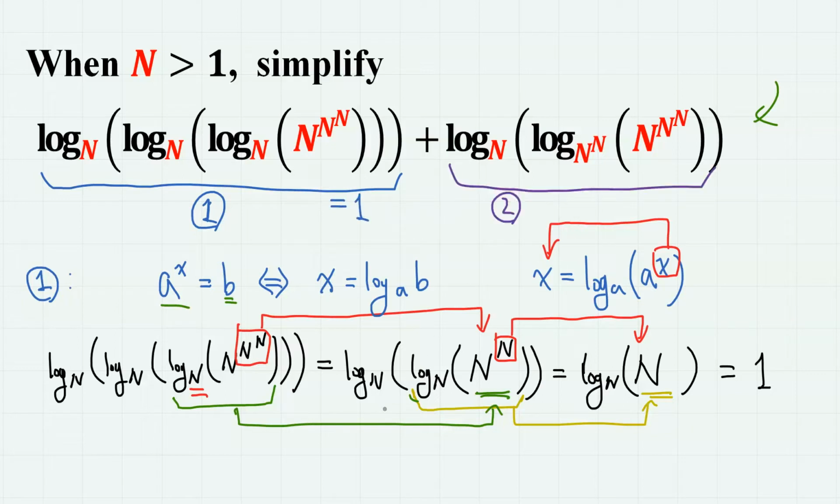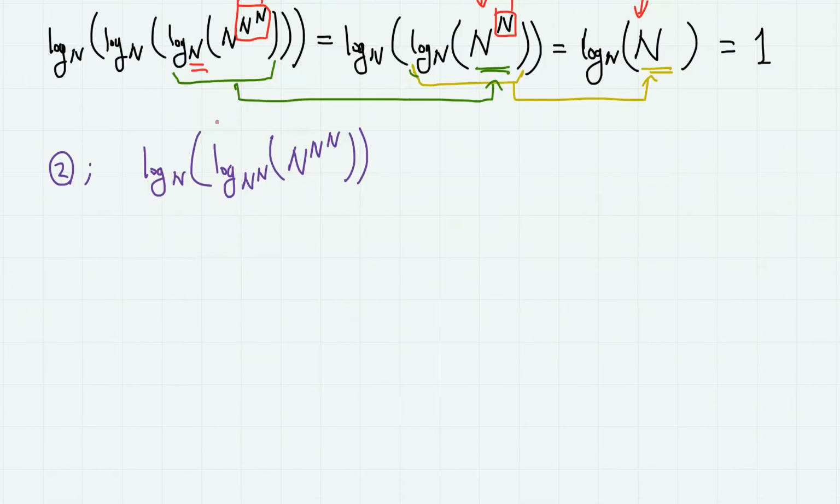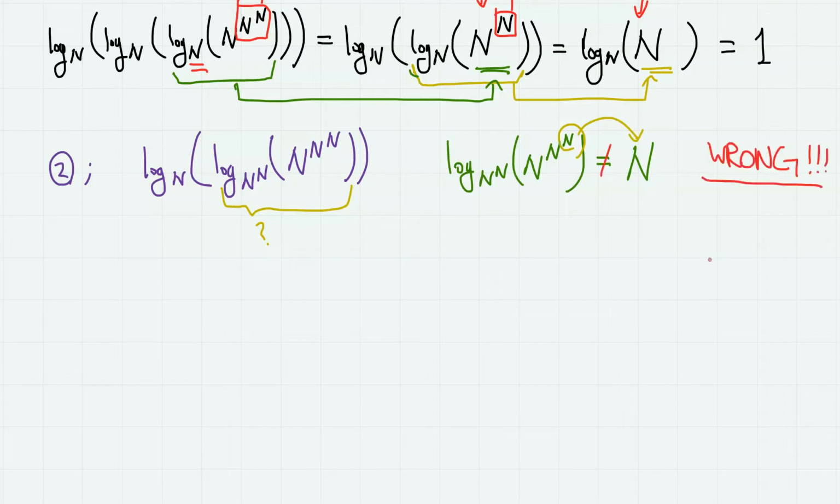Now let's take a look at this second term. So we have to simplify this expression. But how can we simplify the inner logarithm, log base n to the n of n to the n to the n? Well, some might say it is just n because this exponent part is extracted, but that is just wrong.